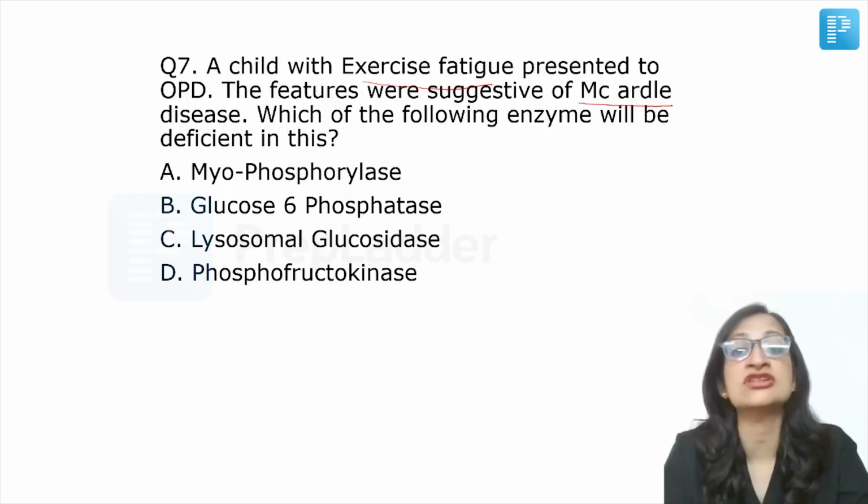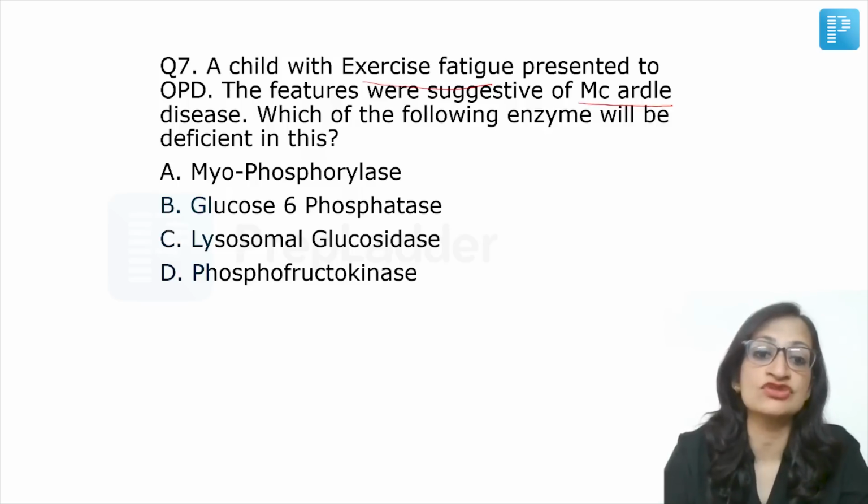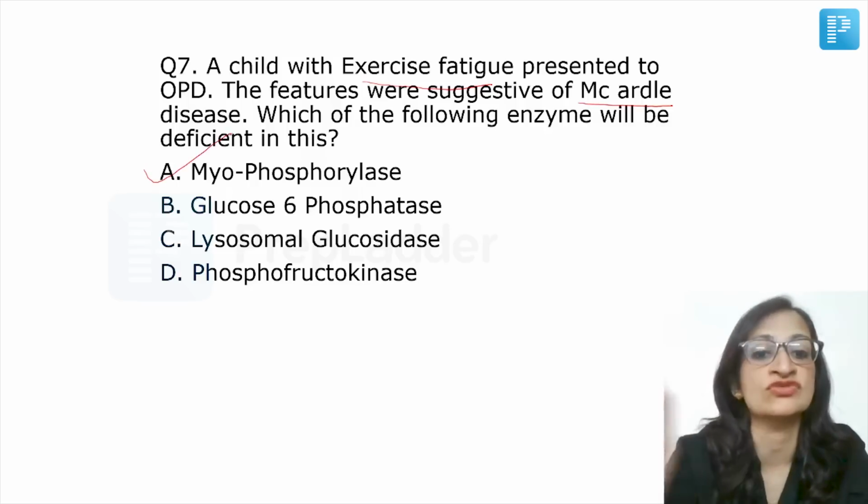We know in McArdle disease, muscle phosphorylase is deficient. Another name for muscle phosphorylase is Myo-Phosphorylase. So, that is the best choice out of the given options.